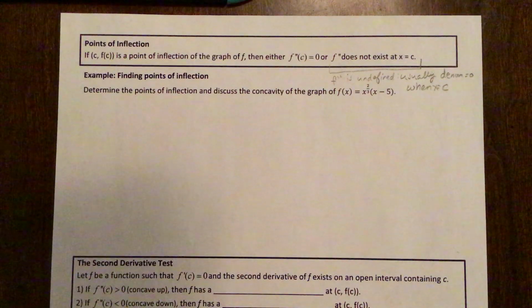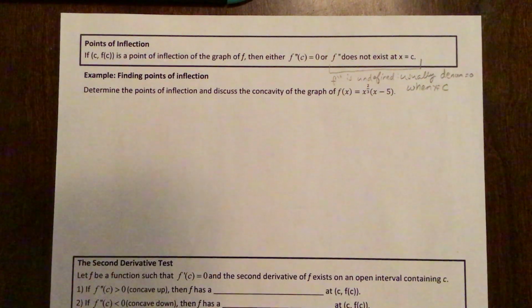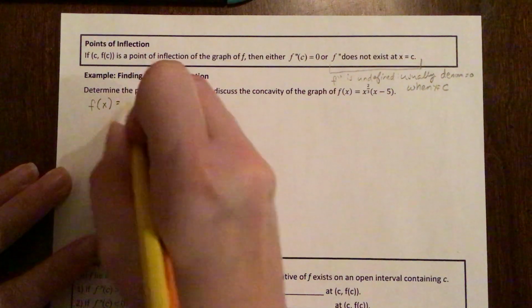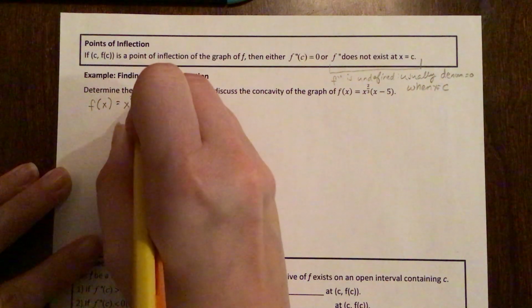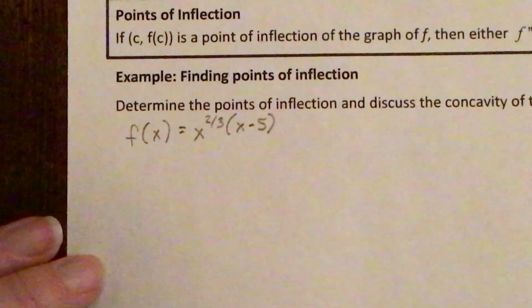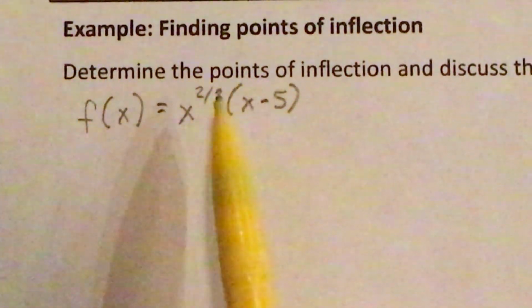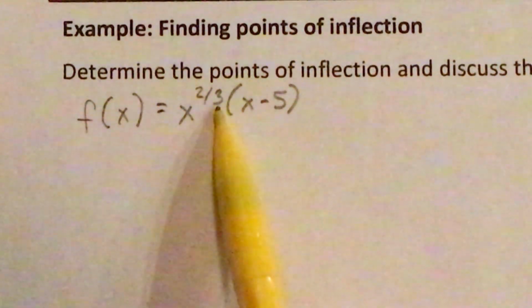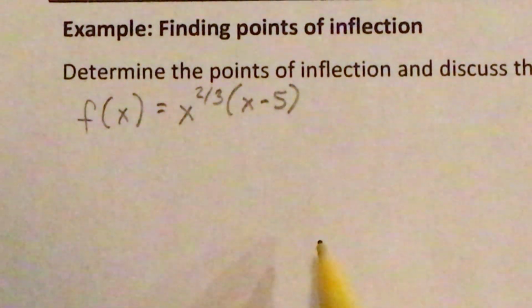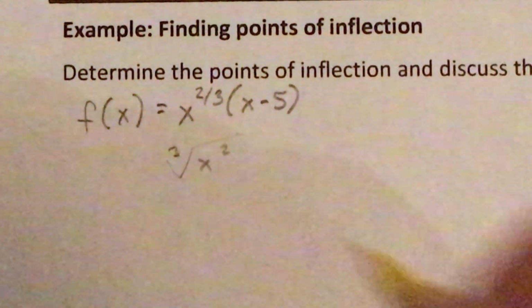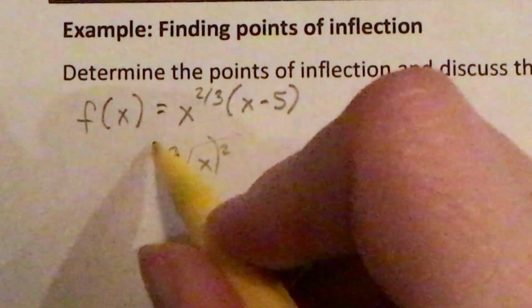So determine the points of inflection and discuss the concavity of the graph of f of x equals x to the 2/3 times x minus 5. I'm going to rewrite that function here so I can zoom in on it. X to the 2/3 means the cube root of x squared. So if x was like 8, you would take the cube root and get 2, and then you would square it and get 4. Okay, looks like that, or that.